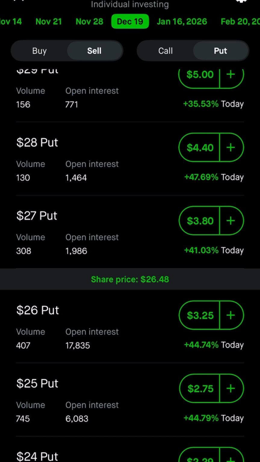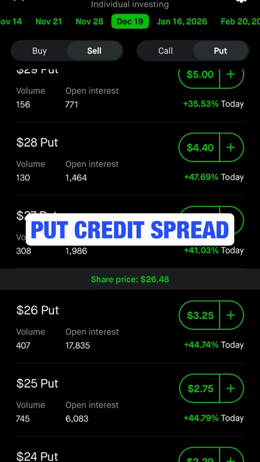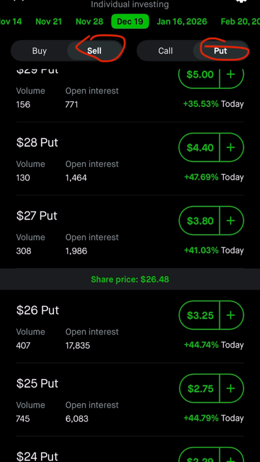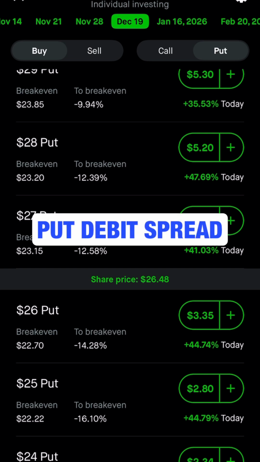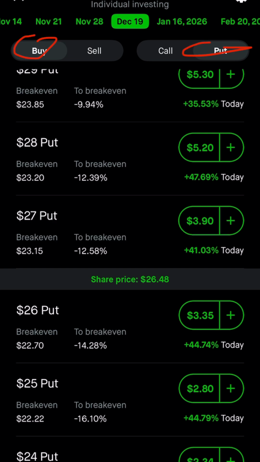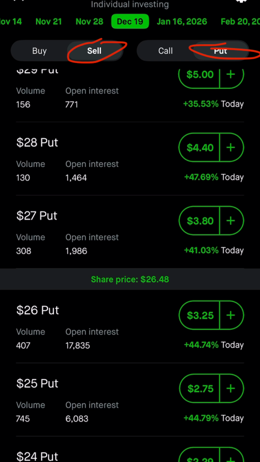Next, a put credit spread simply means that you are selling a put you get paid money for, and then you're going to go ahead and buy a put for which you're going to pay money, but you are going to receive more money for the put that you sold. That's why it's called a put credit spread. A put debit spread simply means that you're going to buy a put, but the price that you pay to buy the put is going to be more than the price that you receive for selling the put. That's why it's called a put debit spread.